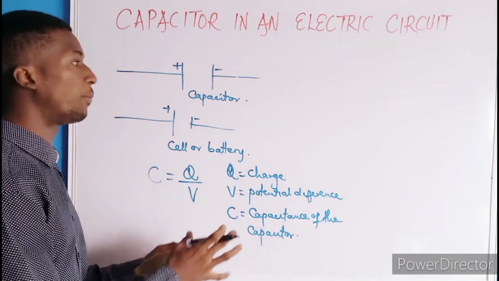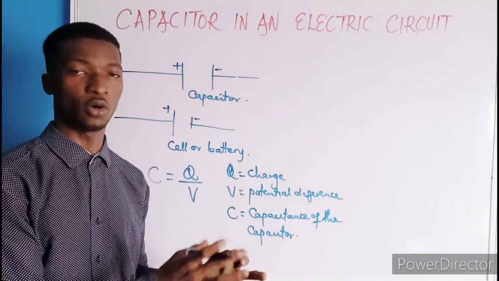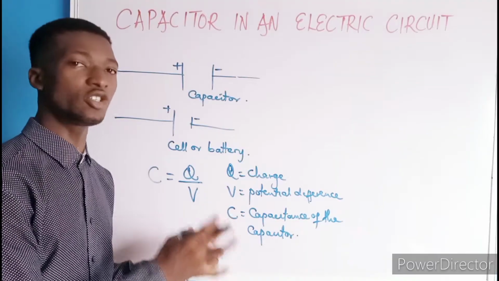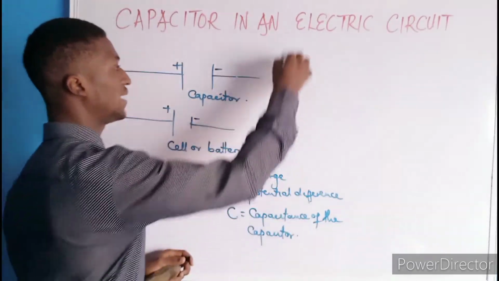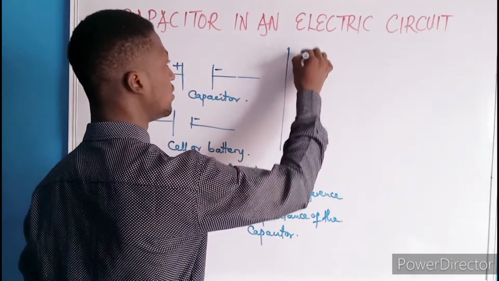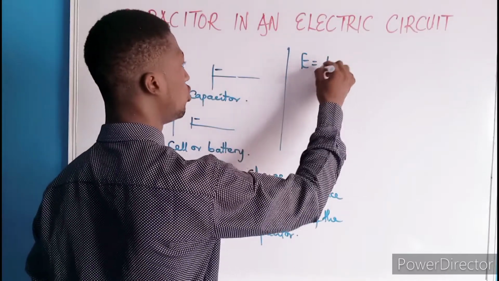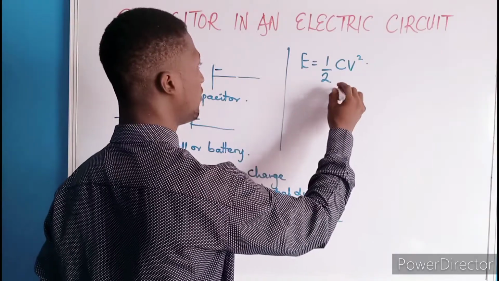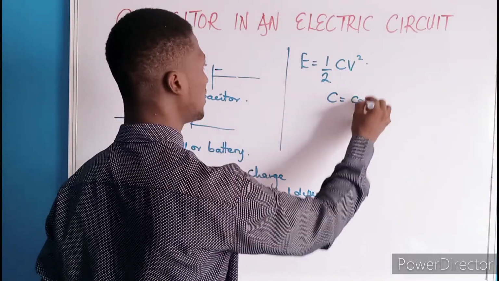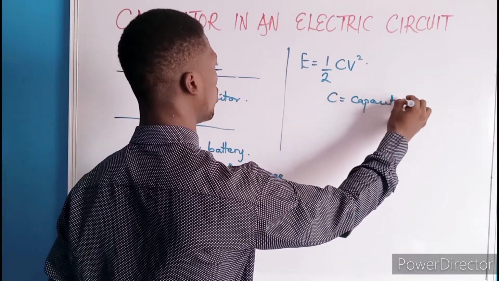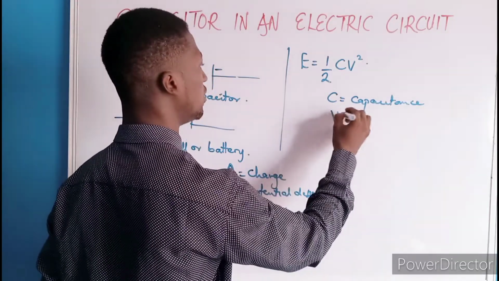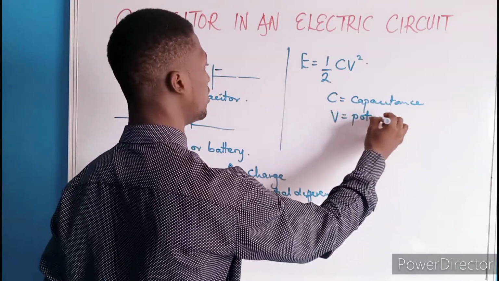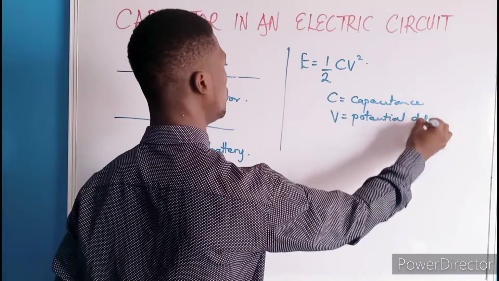When charge is stored up in a capacitor, the energy stored can be quantified as E equals 1 over 2 CV squared, in which C is the capacitance of the capacitor and V is the potential difference.